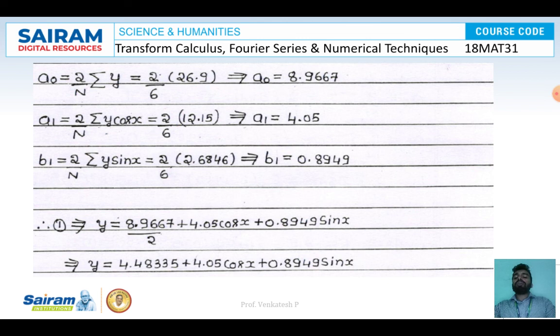So therefore y will be equal to 8.9667 by 2 plus 4.05 cos x plus 0.8949 sin x. So therefore y will be equal to 4.48335 plus 4.05 cos x plus 0.8949 sin x, which is the required first harmonic for the given data.